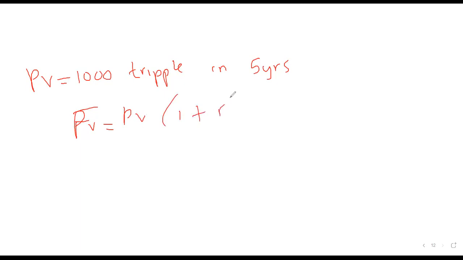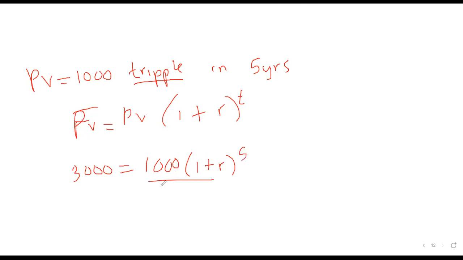So what is our future value? 3,000. What is our present value? 1,000. Where did we get the 3,000? The word triple. So 1,000 times 3 means it has tripled. Then here we have 1 plus r. R we don't know, but the time is 5 years.